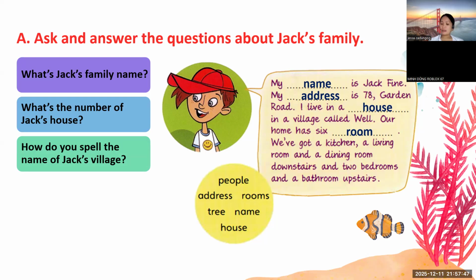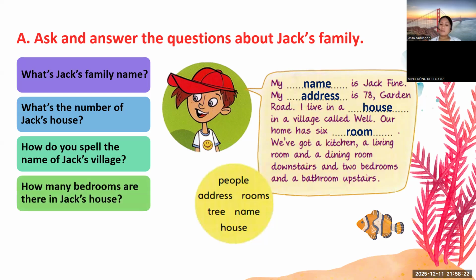How do you write the letters of Jack's village? W. Come on. Tell me the letters. Potato. W. Next. W. Next. What's next? W. E. L. Very good. Next, Potato.